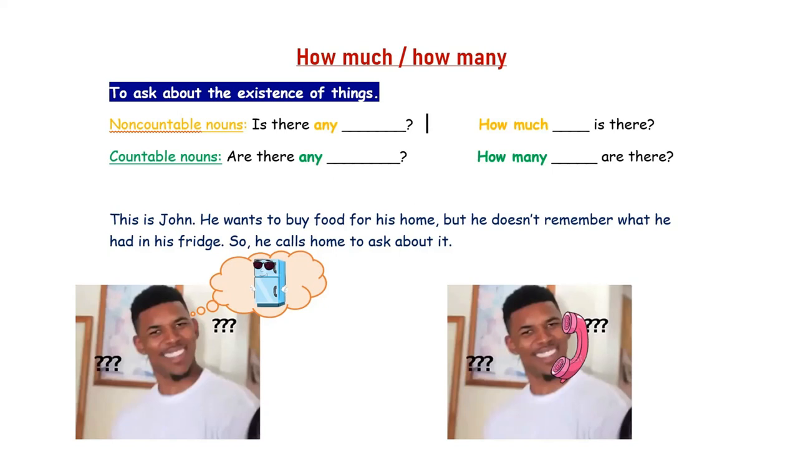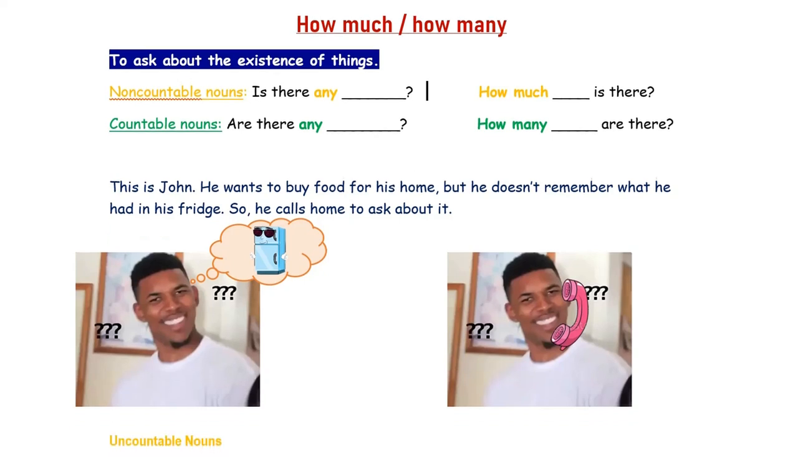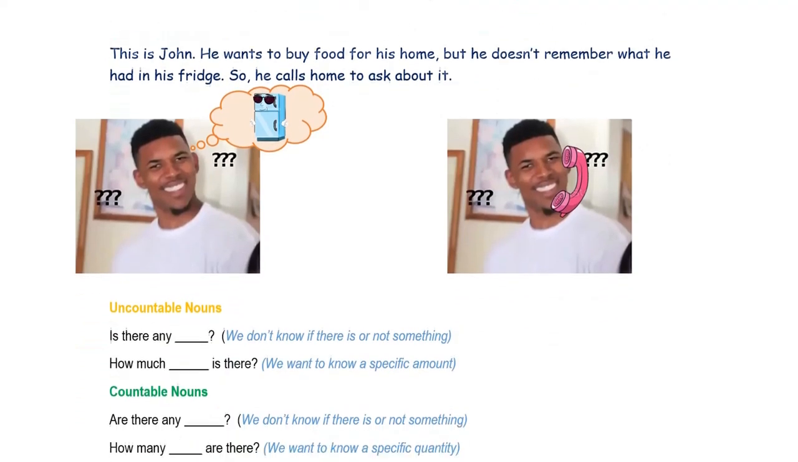For example, if we are in a city, we can ask about, is there any pollution? Or how much pollution is there? Or for countable nouns, are there any restaurants here? How many restaurants are there? Right? Now, let's understand the meanings of these questions through a short story.